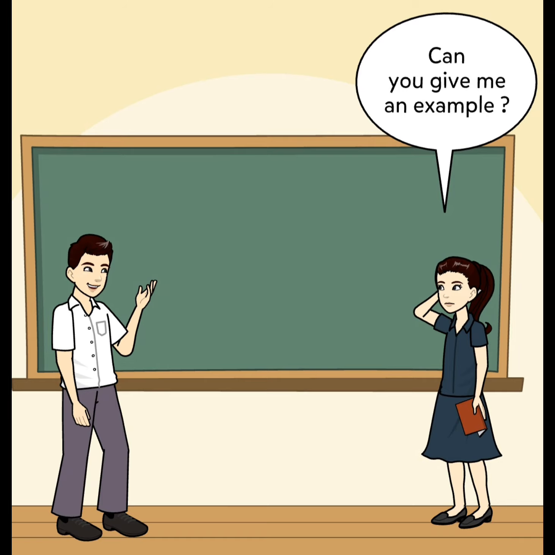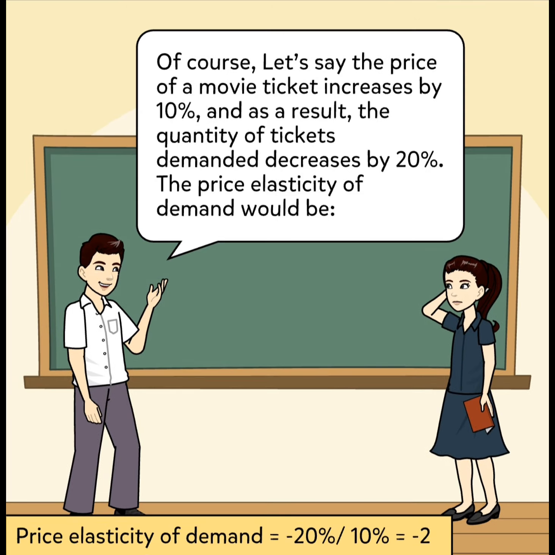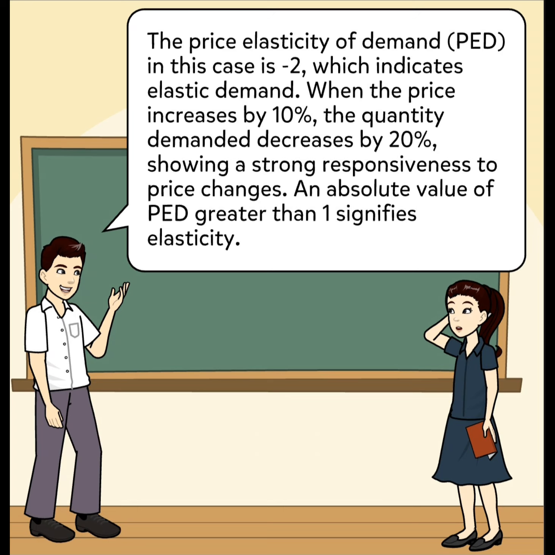Can you give me an example? Of course, let's say the price of a movie ticket increased by 10%, and as a result, the quantity of tickets demanded decreased by 20%. The price elasticity of demand would be negative 20% divided by 10% equals negative 2. The price elasticity of demand, PED, in this case is negative 2, which indicates elastic demand. When the price increased by 10%, the quantity demanded decreased by 20%, showing a strong responsiveness to price changes. An absolute value of PED greater than 1 signifies elasticity.